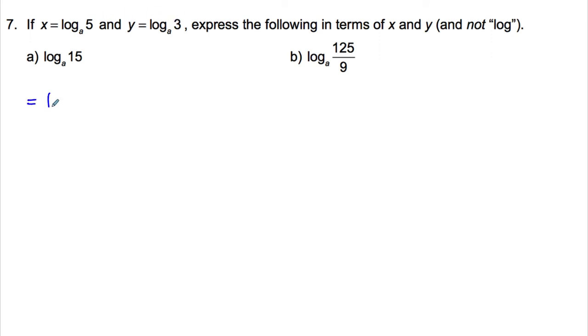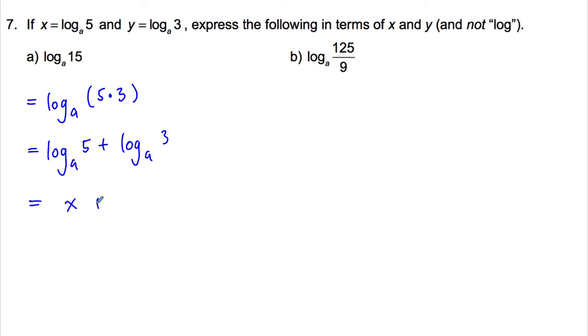So for part A, we're going to write this as log base A of 5 times 3, and I'm multiplying 2 powers of 5 and 3, so I can separate that by adding 2 logarithms or adding 2 exponents. And so log base A of 5 is called x, and log base A of 3 is called y. So log base A of 15 is equal to x plus y.